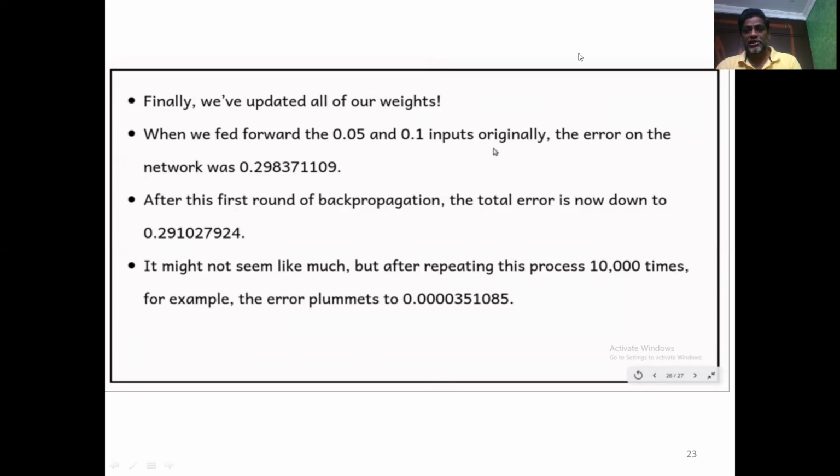Okay, so that is what I want to explain today. Please practice this problem properly to understand the steps of the backpropagation algorithm. That's all for today.